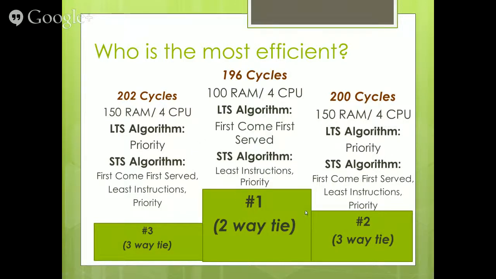And then what's most surprising is this: the first come first serve, least instructions, priority at 196 cycles at 100 RAM and 4 CPU. Specifically 100 RAM, 4 CPU. The 100 RAM, 8 CPU was less efficient by about 4 cycles, which leads me to believe the way it loads in the jobs just becomes a little more efficient. With first come first serve, it's getting them in the right order, and then when it gets the jobs into the ready queue, it organizes them by least instructions, or by priority, which luckily is one of the most efficient methods.